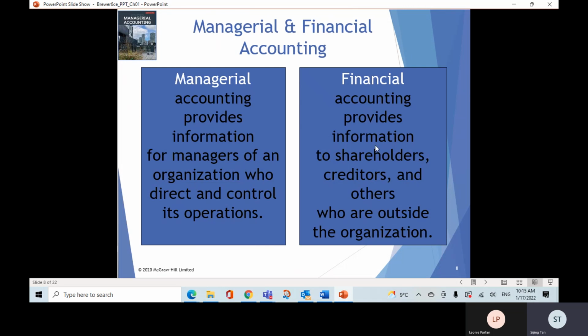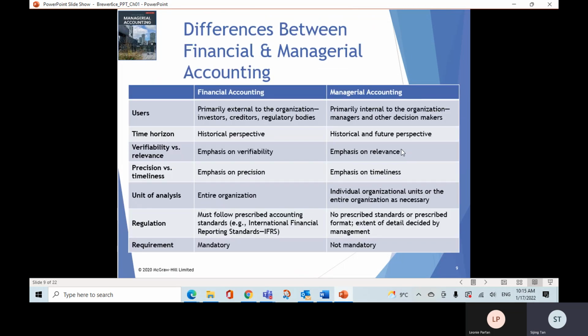We emphasize the future for the users. Financial accounting summarizes past transactions. Managerial accounting has a strong future orientation, so for forecasting. Relevance and flexibility of data.